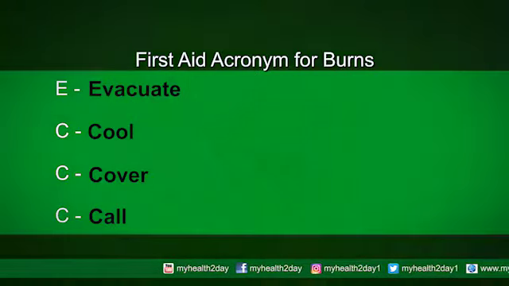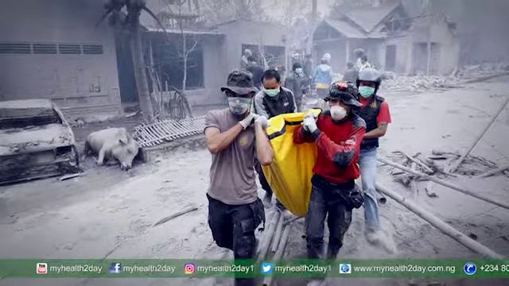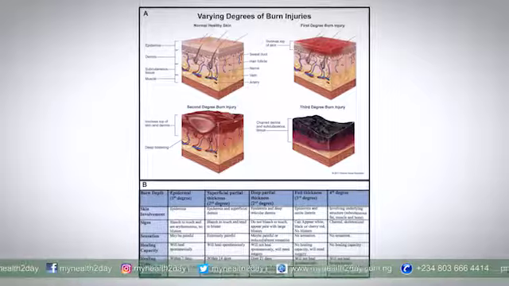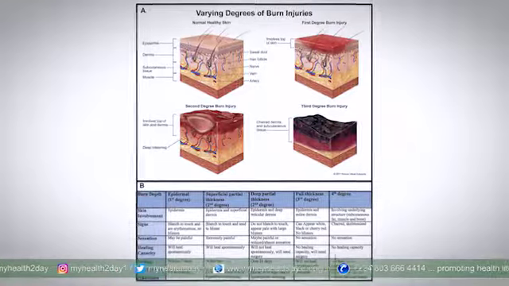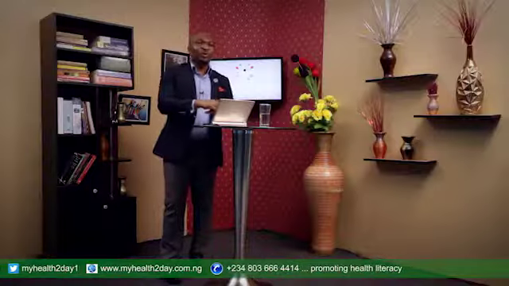So the first E is evacuate. It means that you must remove the person from the agent that is causing that burn. Like we said, the degree of a burn is determined by the duration and then the intensity. So if, for instance, it's on a limb and somebody sustains a burn, you quickly remove it.